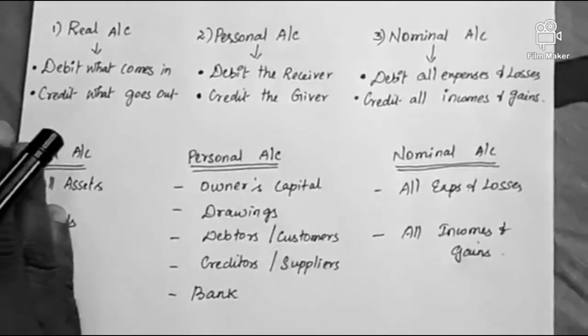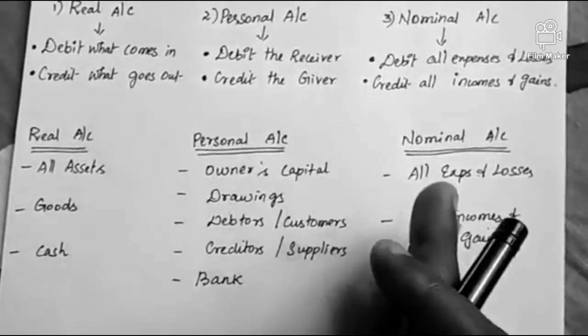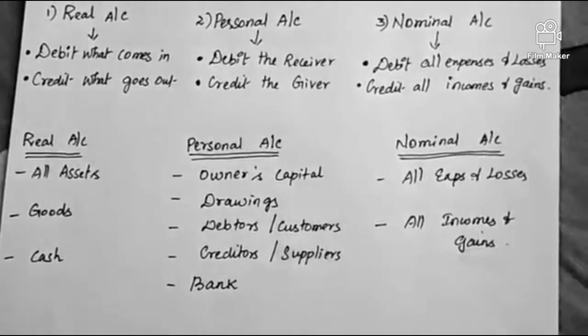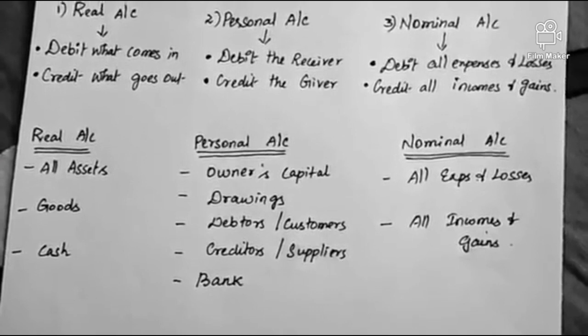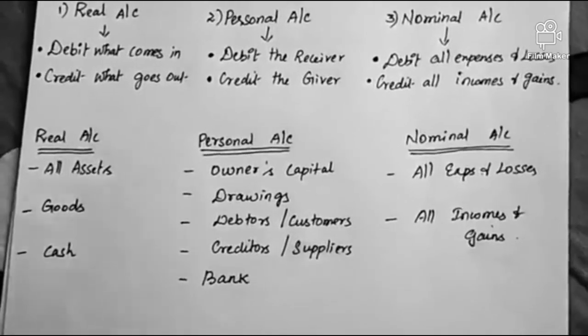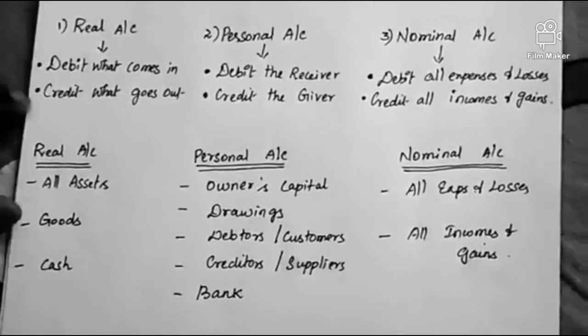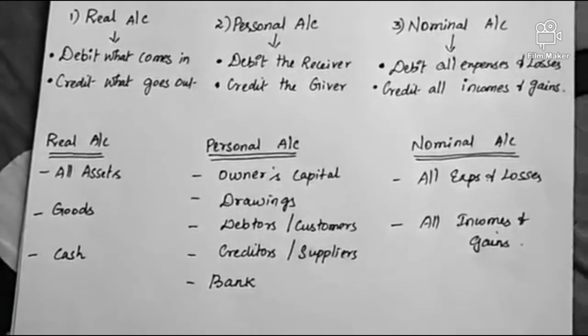So what is a real account, what is a personal account and what is a nominal account. You need to have an idea to identify whether a particular item belongs to a real account, personal account or nominal account. Then simply apply the rule. With the help of this, you can easily make a journal entry.